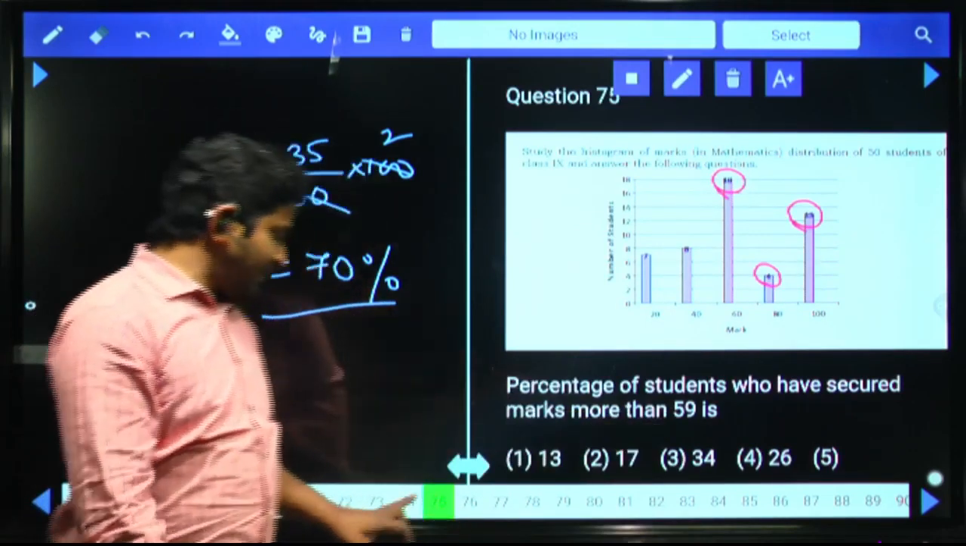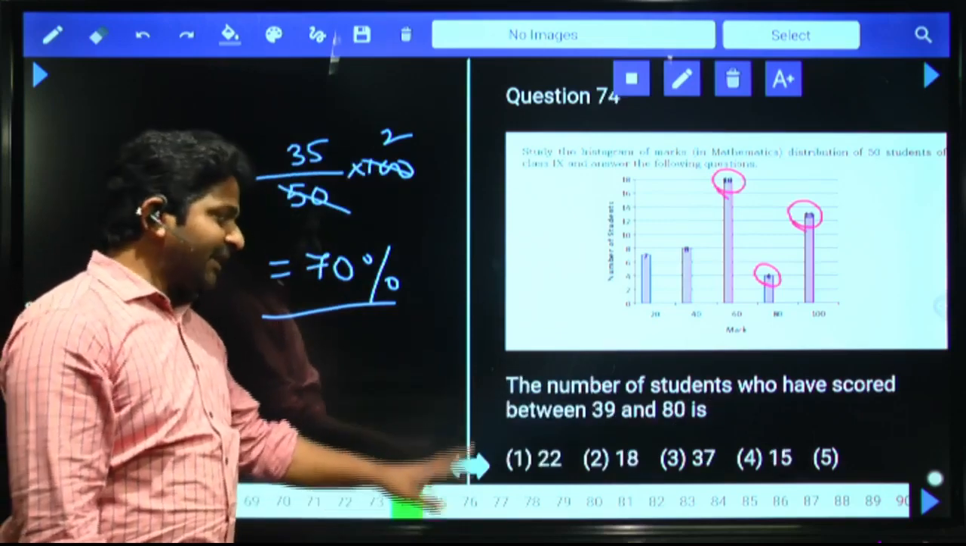The options are wrong in this question key and in the 74th question key, but the answers are right. Our way is right.